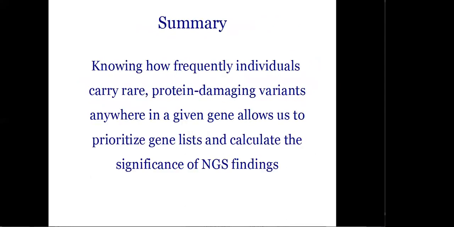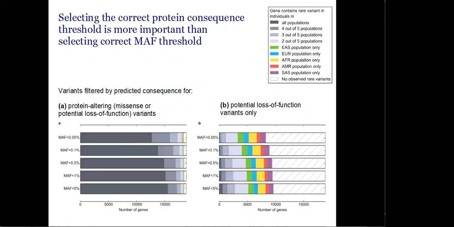So in summary, knowing how frequently individuals carry rare protein-damaging variants anywhere in a given gene allows us to, 1, prioritize gene lists, and 2, calculate the significance of our findings. Now, I wanted to jump into some additional insights and applications. This was it for the demo, but if you're interested, stick around.